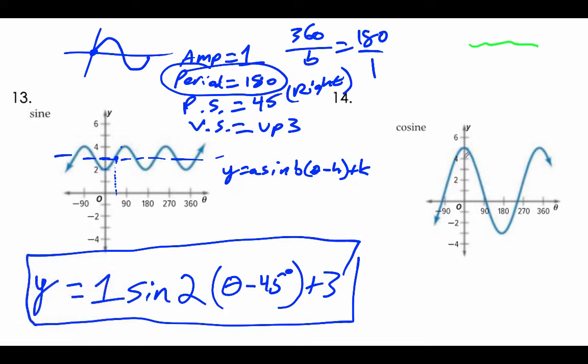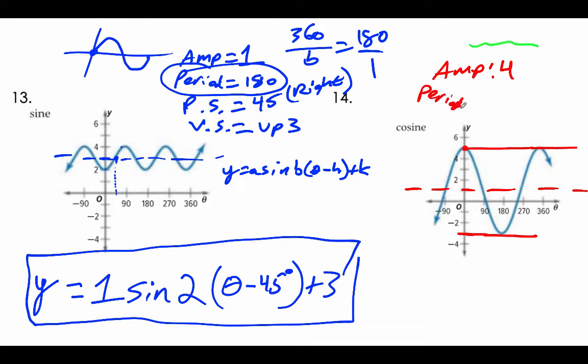Okay, here we go. Cosine, Batman, I'm starting there. There's no phase shift. Amplitude, let's figure out. So I'm from -3 to +5. So I need to figure out what's halfway in between -3 and +5. Add them together, divide by 2, it's 1. So my midline is 1, going up to 5 and down to -3. My amplitude is 4. My period, I'm going to call that 360.